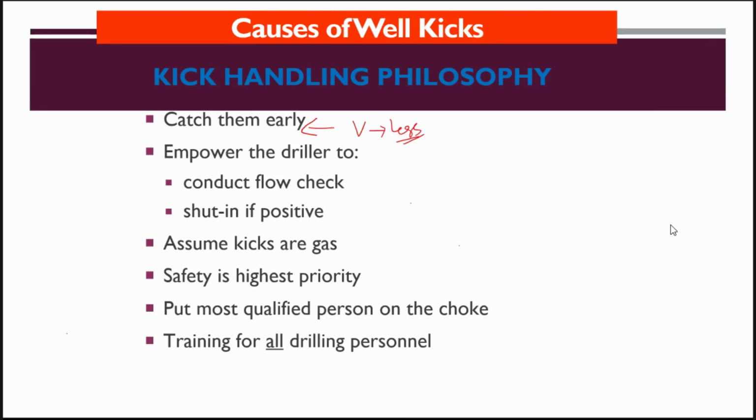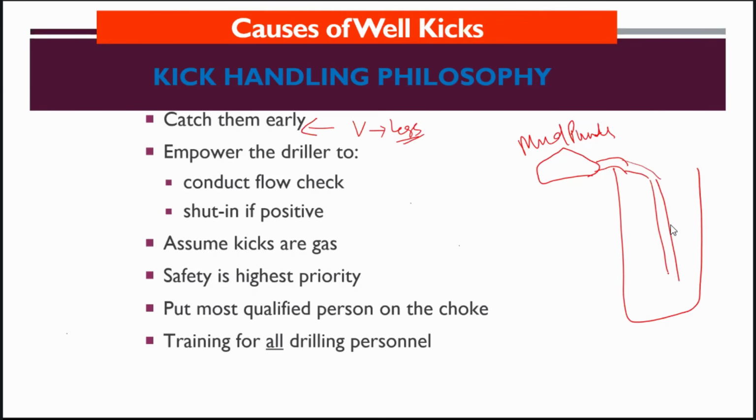Flow check means what? When you are drilling, your pumps are on. Here you have mud pumps. They pump into the drill pipe, and from the drill pipe, mud is circulated up through the annulus and out. So flow check means if you have some doubt, you get some warning sign that your well is flowing and you are getting influx, you turn off the pumps and you observe. When pumps are off, you should not get any return flow.